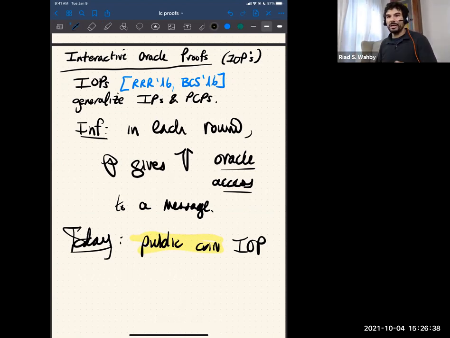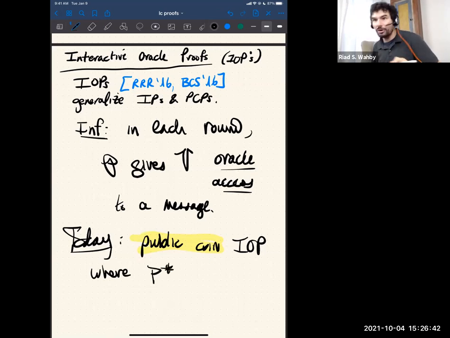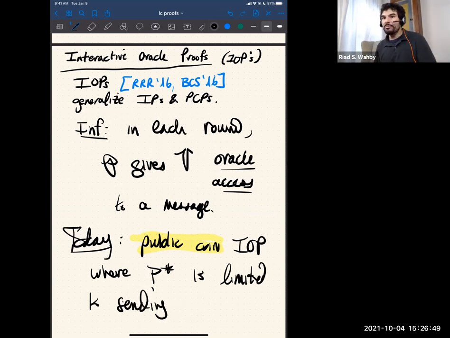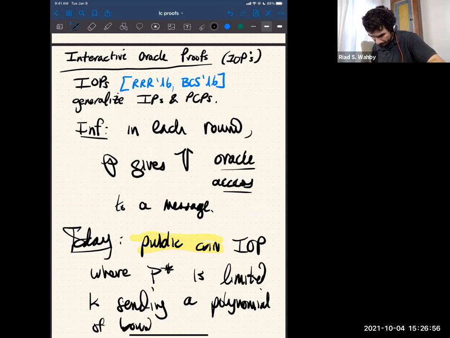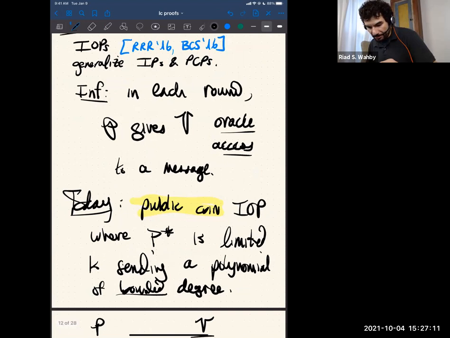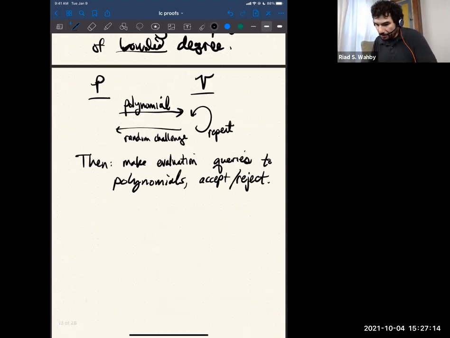Okay, so we're going to build a public coin IOP where any cheating prover P star is limited to sending a polynomial of bounded degree. Okay, and as a little bit of a spoiler, of course, the degree bound that we're supposing, well, that's going to come from the polynomial commitment scheme. Okay, great. So pictorially, we're going to have the prover sending the verifier a polynomial, the verifier sending back a random challenge, and we're going to repeat that some number of times. So then the verifier at the end can make some queries to the polynomials and decide whether to accept or to reject. Okay, so that's the IOP.